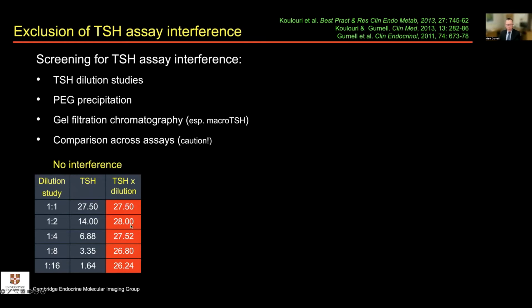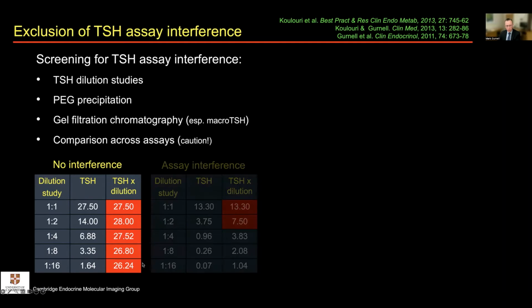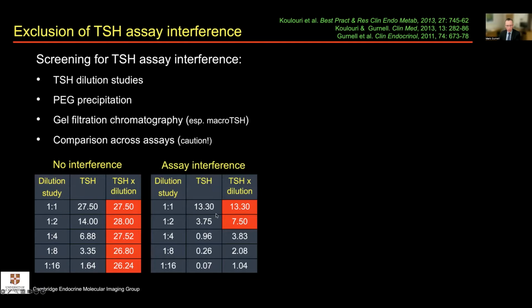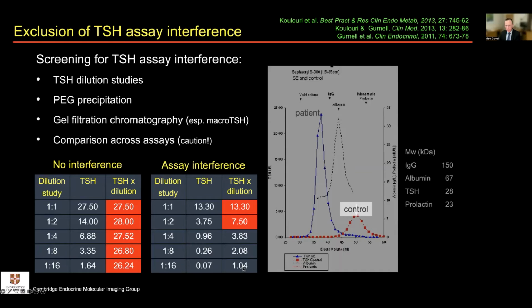Dilution, as I say, is something which can be easily done. Here's a patient with standard hypothyroidism in which their serum is diluted, and we can see that as we dilute and back multiply by that dilution factor, it's pretty consistent. But here's a patient with assay interference. We can see that as the dilution occurs, the weakly cross-linking heterophilic antibodies dissociate, and therefore the back multiplication does not hold true, and we see a decline in that TSH level.